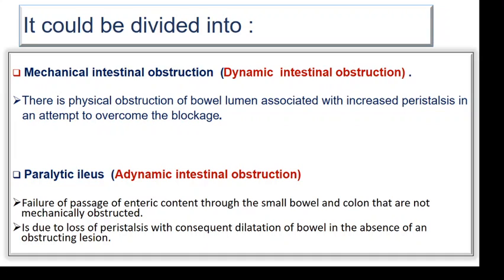Intestinal obstruction can be divided into mechanical intestinal obstruction, also called dynamic intestinal obstruction, when there is physical obstruction of the bowel lumen, which is usually associated with increased peristalsis in an attempt to overcome the blockage. The second one is paralytic ileus or adynamic intestinal obstruction, when there is failure of passage of enteric content through the bowel, usually the small bowel or the colon, that is not mechanically obstructed. The main cause is loss of peristalsis with subsequent dilatation of the bowel in the absence of a real obstructing lesion.